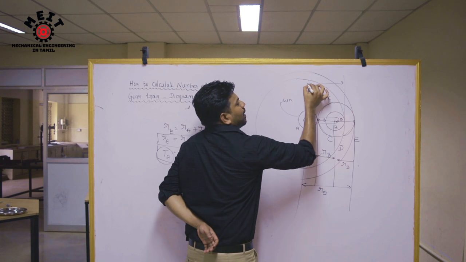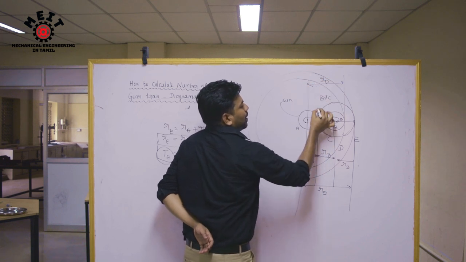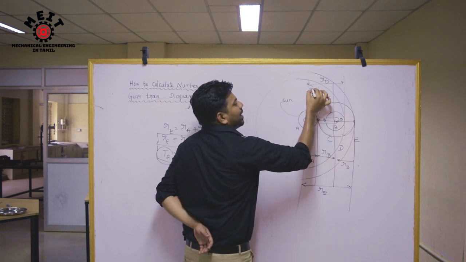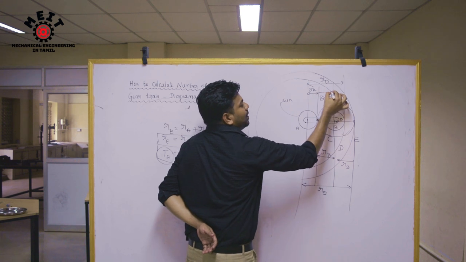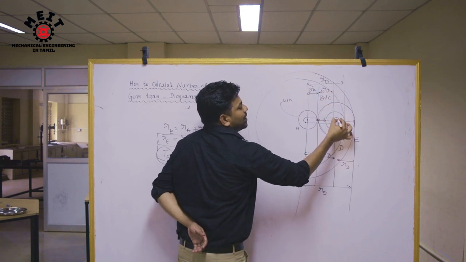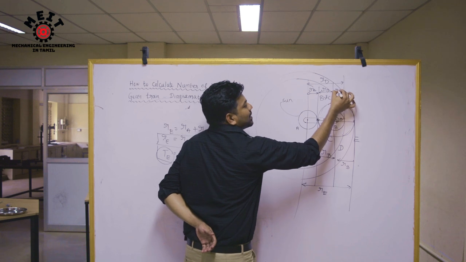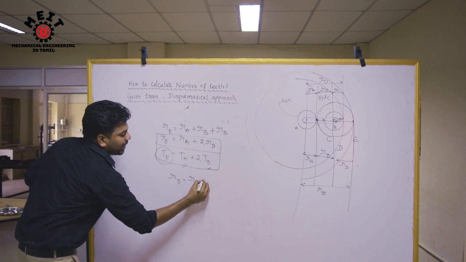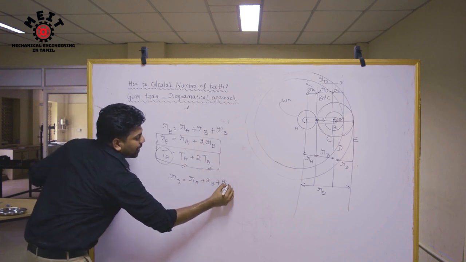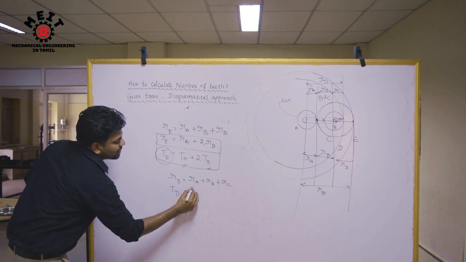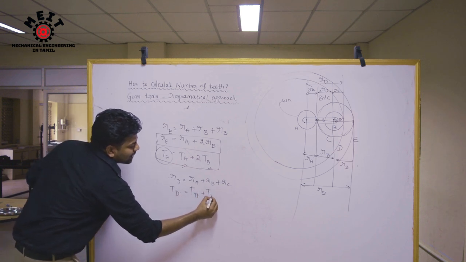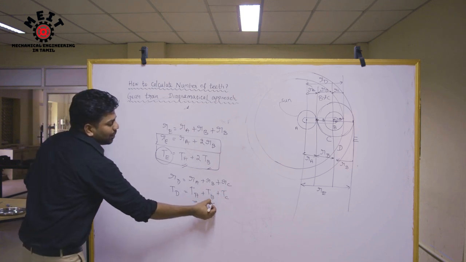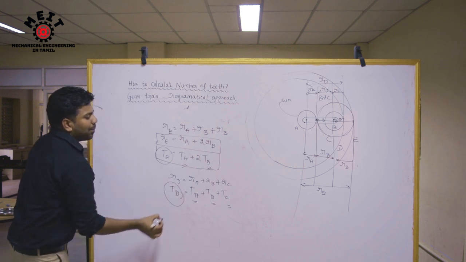This is the radius of D. Up to this, and again up to this. This is the radius of A. This distance is the radius of B. This distance is the radius of C. So radius of D is equal to radius of A plus radius of B plus radius of C. So the number of teeth of D is equal to teeth of A plus teeth of B plus teeth of C. Once we know the number of teeth of A, B and C, we can calculate the number of teeth of D.